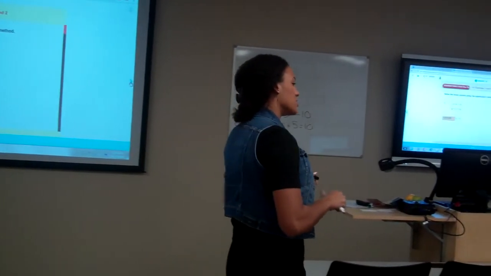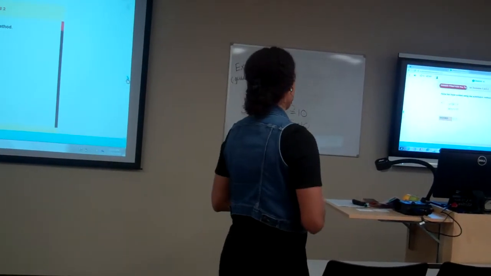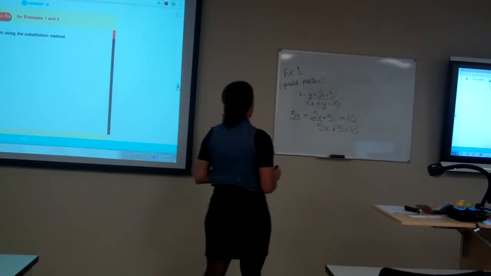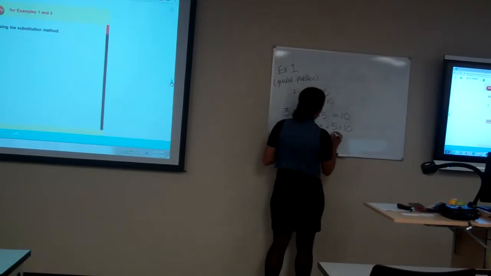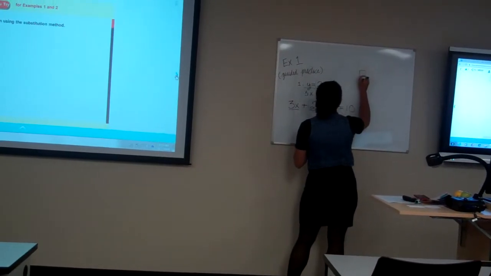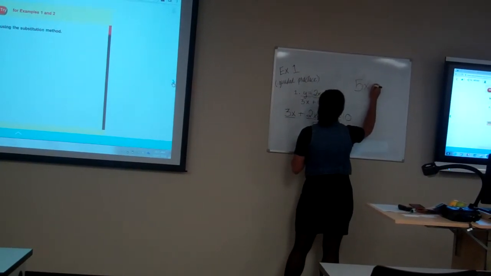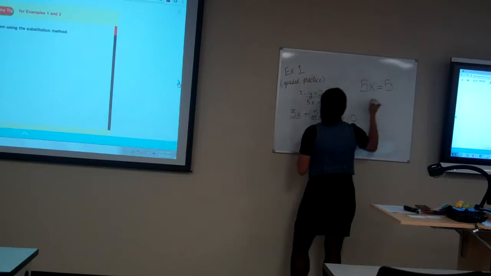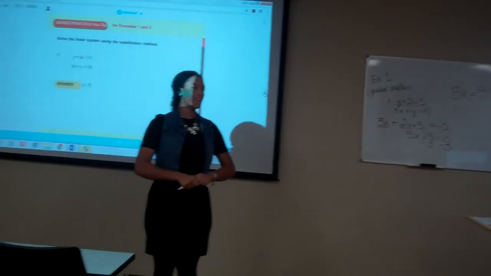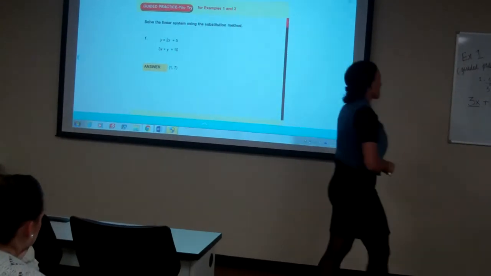Catherine, do you know what we do next? Do you mean to take 5 away from the first side? Perfect. We need to subtract 5 from one side, making sure we subtract it from the other side as well. I'm going to come over here so you can see it, and we have 5x is equal to 5. Now who can tell me what x is equal to? Alex. 1. X is equal to 1.